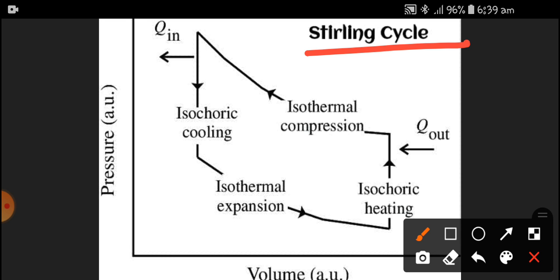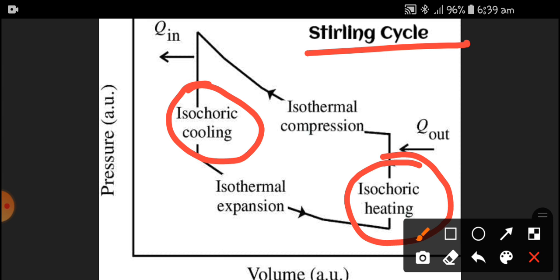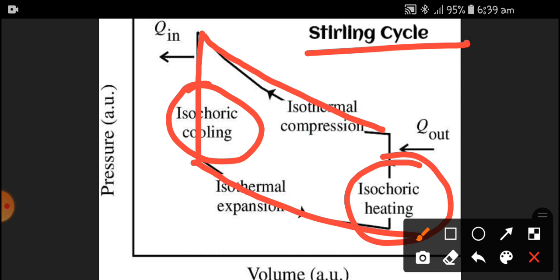It works with isochoric cooling and heating, that is, constant volume heat addition as well as constant volume heat rejection. Here I go with isothermal compression and isochoric heat rejection, and isothermal heat addition and isochoric heating process. Like this, the process is carried out.